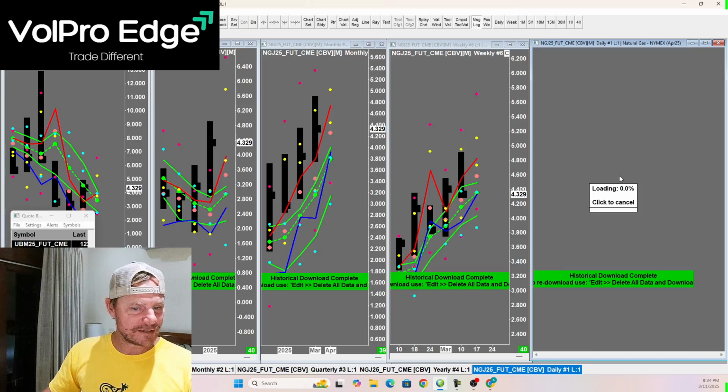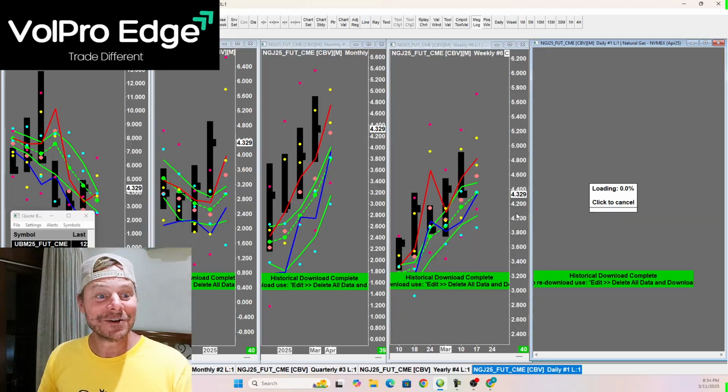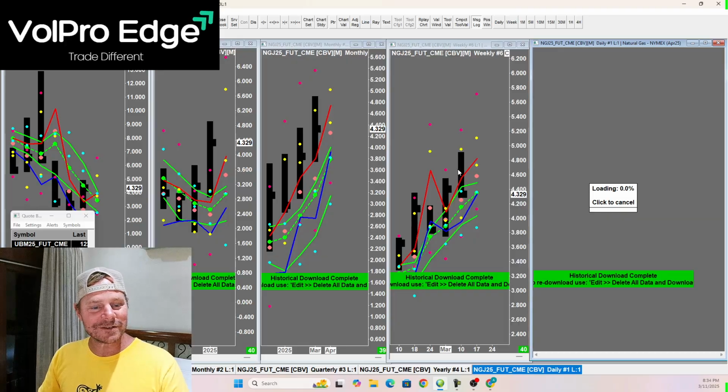It's tough to read. And you can just see these energy charts, as always, just take a day and a year to load because of calculating all the info here for Volpro Edge. A lot of calculations go into making sure these lines and dots get put on the screen, and that's why they give such good key levels.